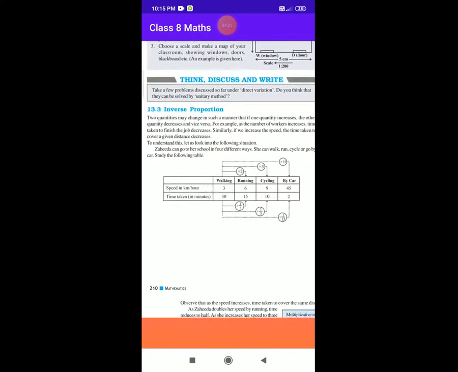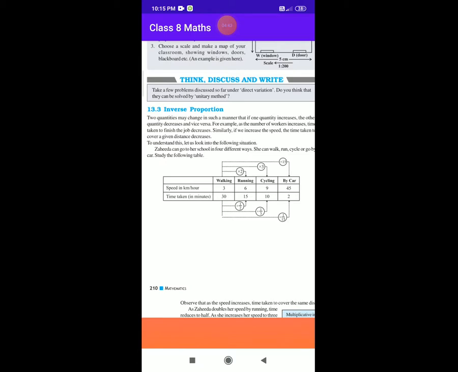Zahida can go to her school in 4 different ways. She can walk, run, cycle or go by car. Study the following table. Speed in kilometer per hour and time taken in minutes.